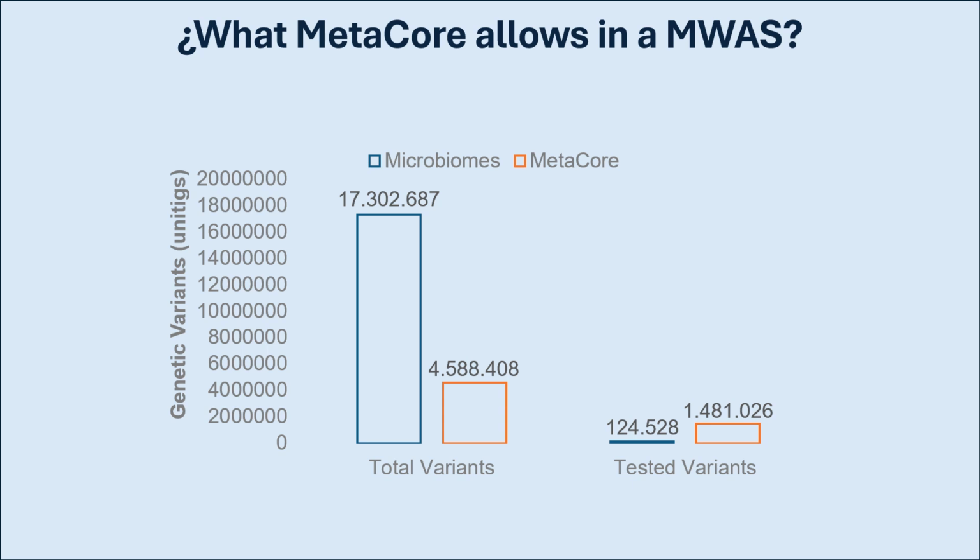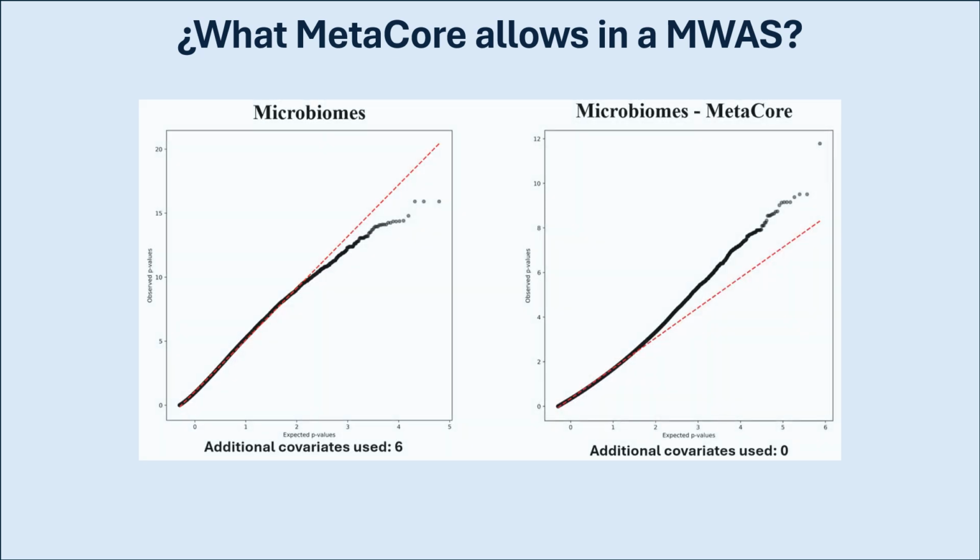The latter allows us to achieve a decent adjustment of the model and a reduction of the p-value inflation, as seen in this quantile plot, without the inclusion of any additional covariate in the MWAS MetaCore strategy.